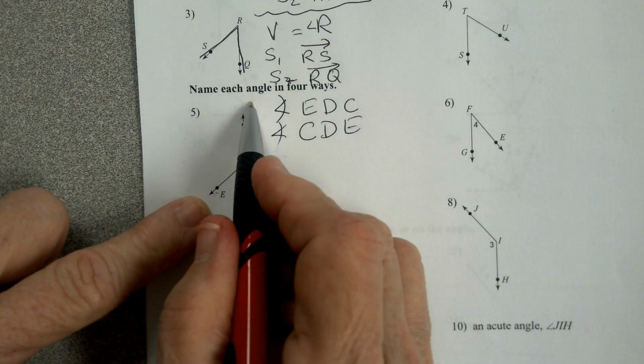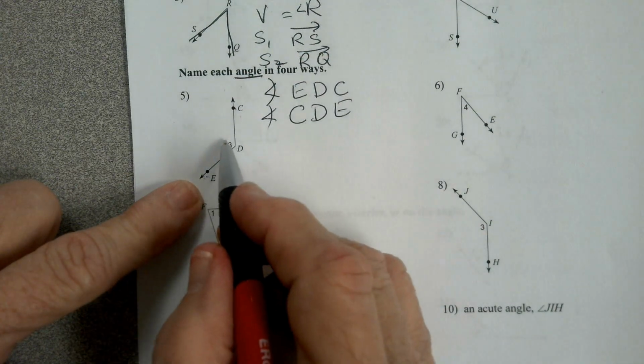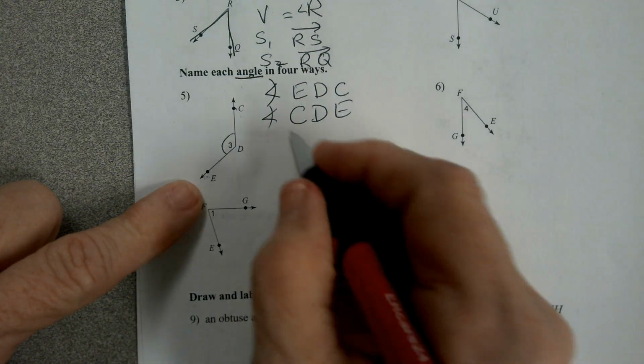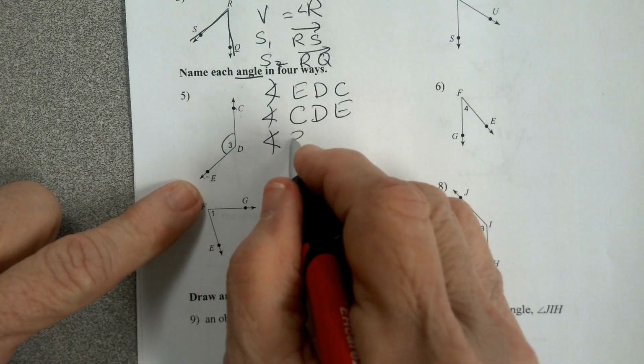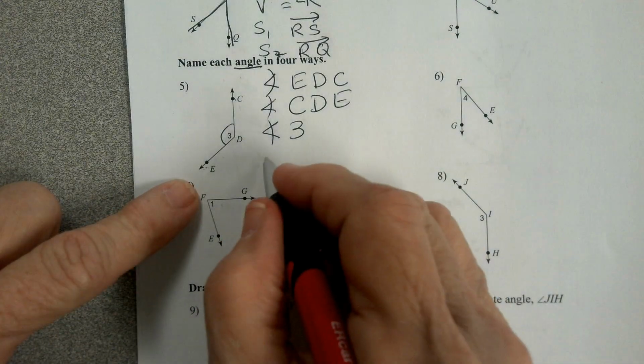This doesn't ask you for the rays. This is the actual angle. And then another way is it has a number here. I can name it by the number, angle 3. Who thinks they know one more way? Angle D.